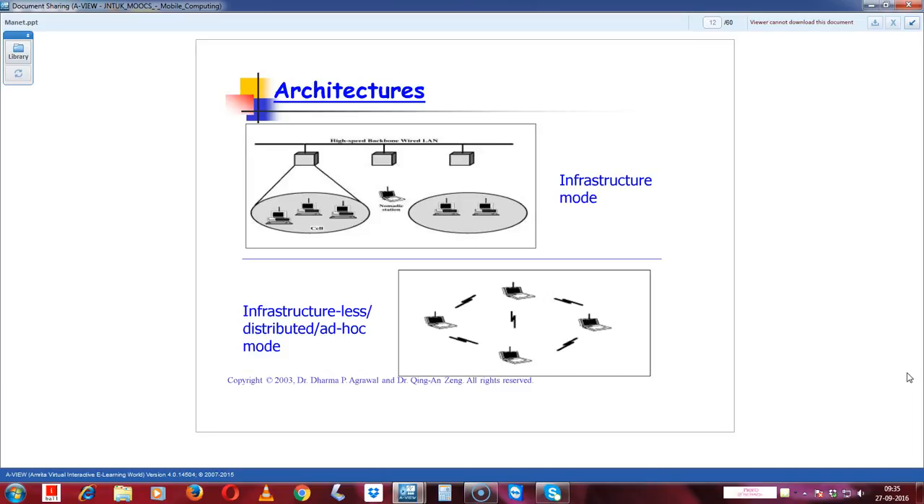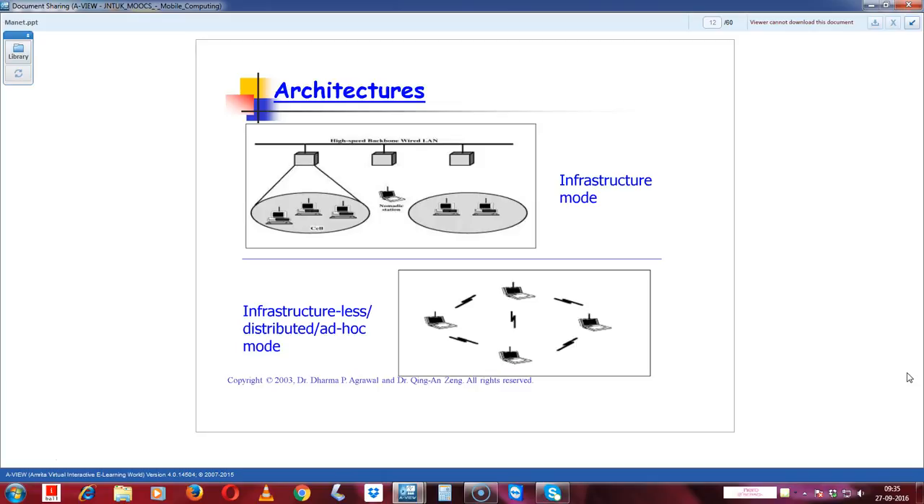So this is basically your infrastructure mode and your infrastructure-less mode. As I already told you, in case of infrastructure, we need some access points and routers. That access point and router are connected to your high-speed backbone wired LAN, local area network. If you want to connect to the internet, you need access points, so you need some router connected through your wired LAN, in case of infrastructure mode.